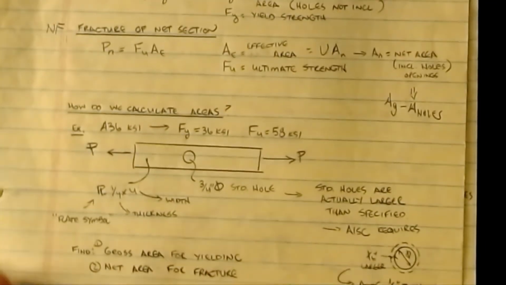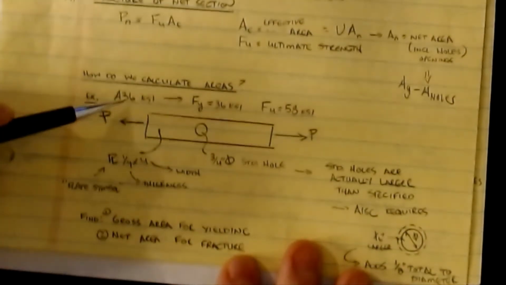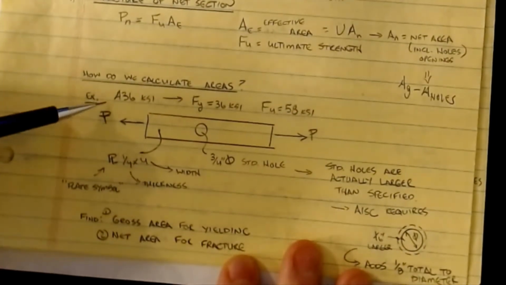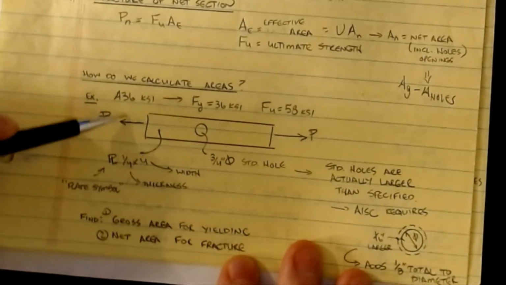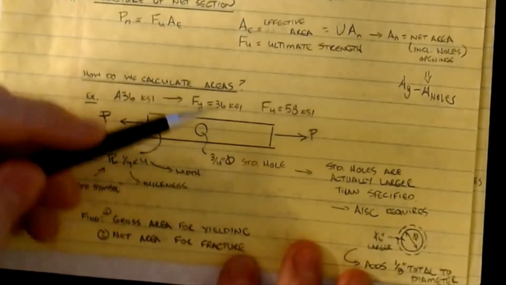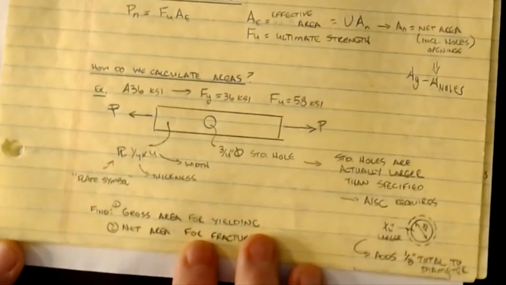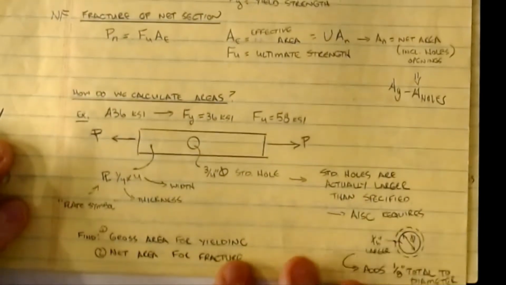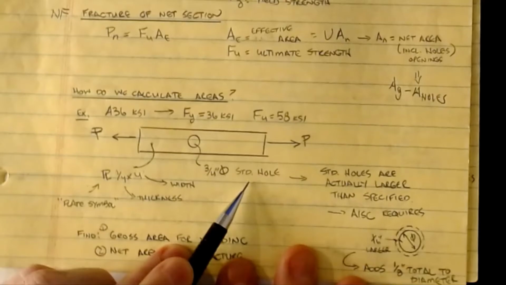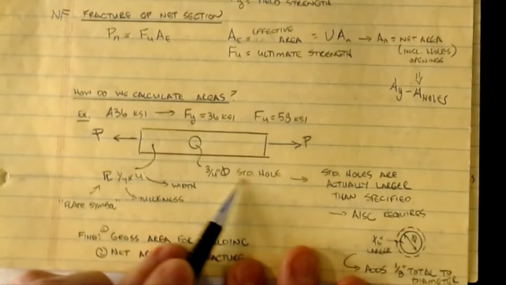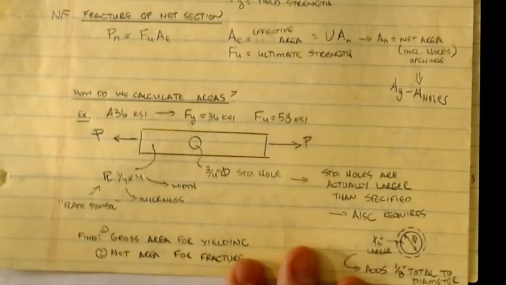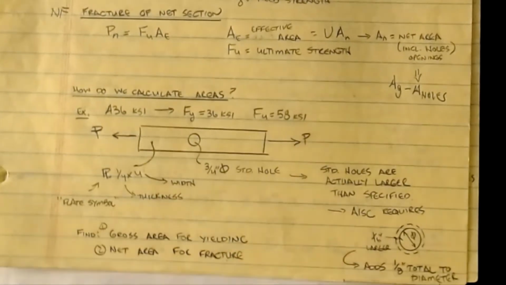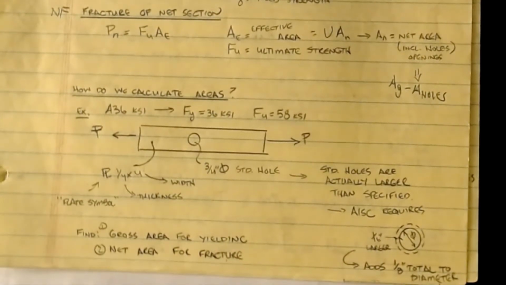Okay, so let's take a look at a simple example. We're going to assume A36 steel, which means we know from our material properties, A36 is one of the standards, that Fy is 36 and Fu is 58. I'm going to put a 3/4 inch diameter standard hole. The standard is important because that tells me that we've added a 1/16 for the oversize. It is possible to have an oversized hole for special circumstances, in which case you've got to be real careful that you add in the effect of the oversize.